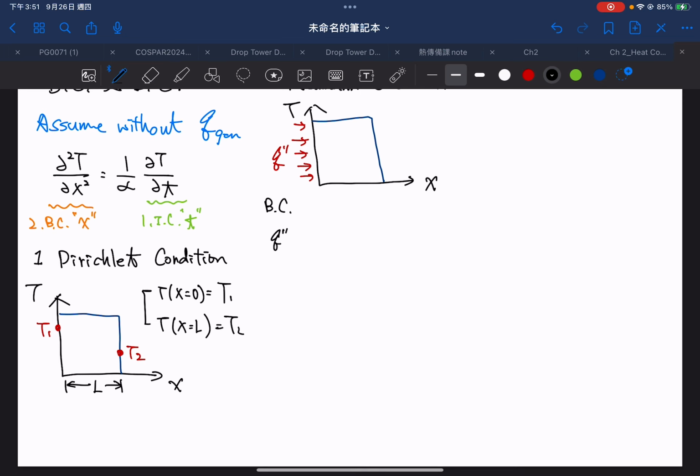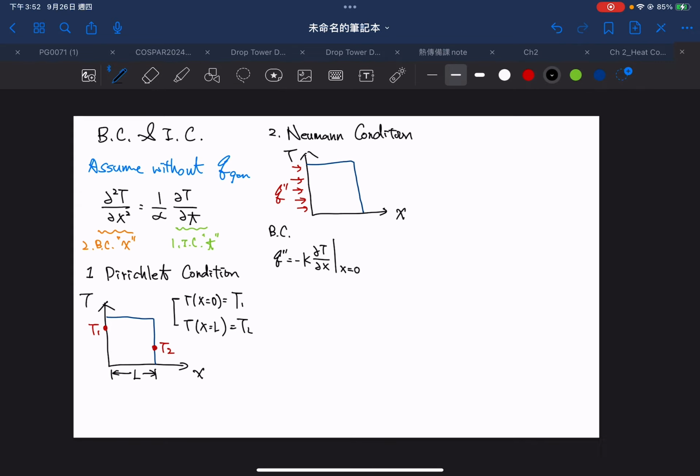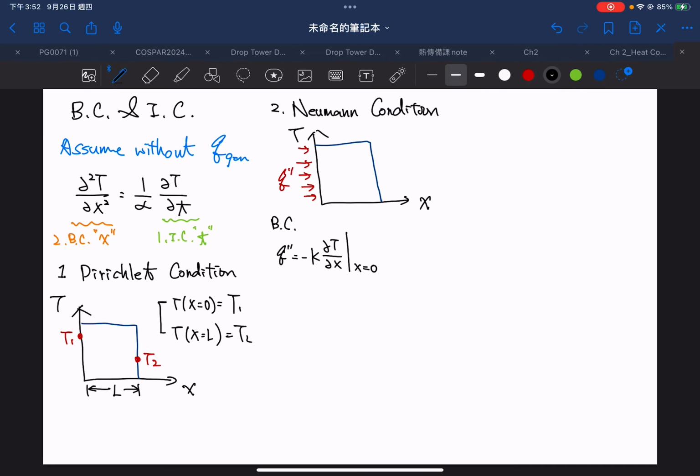So the heat flux will become minus K partial T partial X, and at which position? At the wall, so x equals 0. Okay, so this case is quite similar to when you put something in an electromagnetic oven to heat up. The wall itself doesn't generate the heat, but there's a heat flux across the interface.